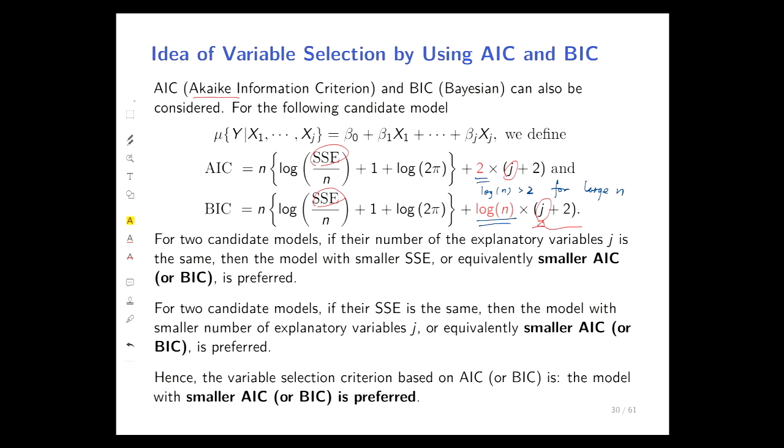So similarly, we have these two cases. You can use these two cases to understand the meaning of AIC and BIC. If we have the same number of explanatory variables j, we always prefer the smaller sum of the squared error. Based on this formula, it's equivalent to consider the smaller AIC or BIC. Similarly, if we have the same sum of the squared error, we always prefer the model with fewer variables. So equivalently, we prefer the model with smaller AIC and BIC.